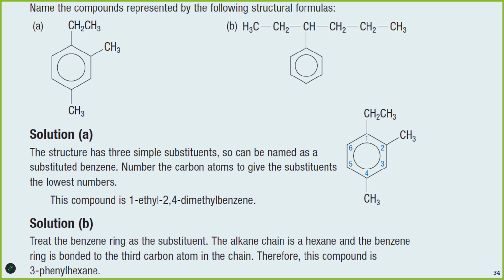As to the compound illustrated in B, we treat the benzene ring as the substituent. The alkane chain is a hexane, and the benzene ring is bonded to the 3rd carbon atom in the chain. Therefore, this compound is called 3-phenylhexane. Any questions?